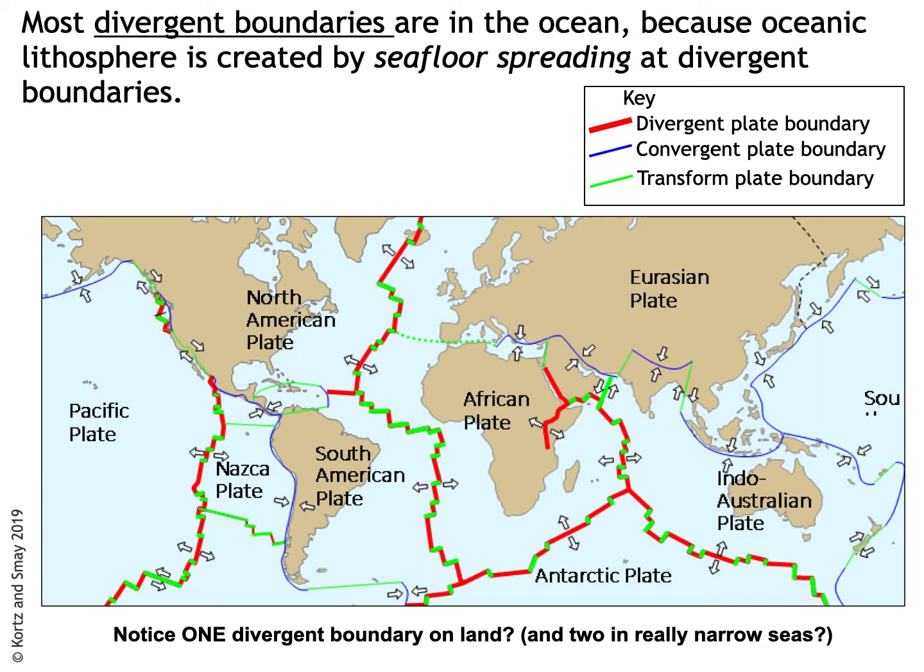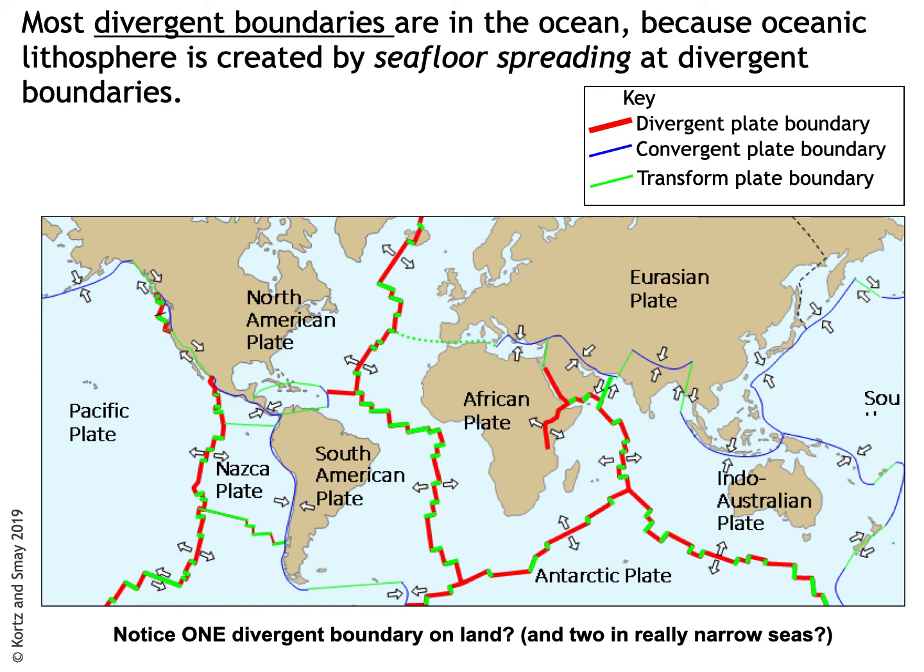Most divergent boundaries are in the ocean, so let's take a look at this map. You'll notice the divergent boundaries are here in red, so most of them, nearly all but not quite, are in the middle of oceans or splitting continents apart. And this is because oceanic lithosphere is created by that process of seafloor spreading, easy for me to say, at divergent boundaries. So perhaps you can notice one divergent boundary on land.